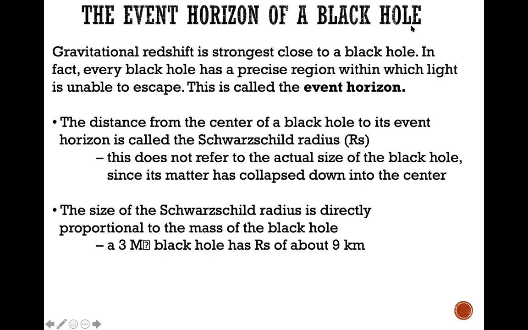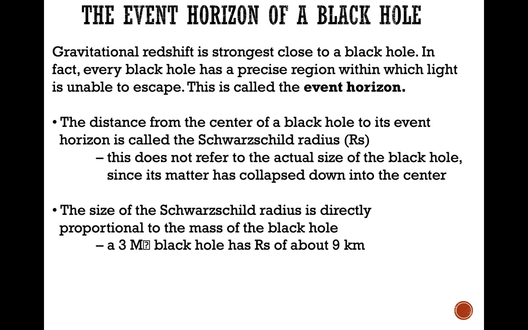I told you that the gravitational redshift is very strong close to a black hole. In fact, all of these black holes have a precise region from which light is unable to escape. So there is a point beyond which even light cannot escape. And this particular region or point is what we call the event horizon of a black hole.